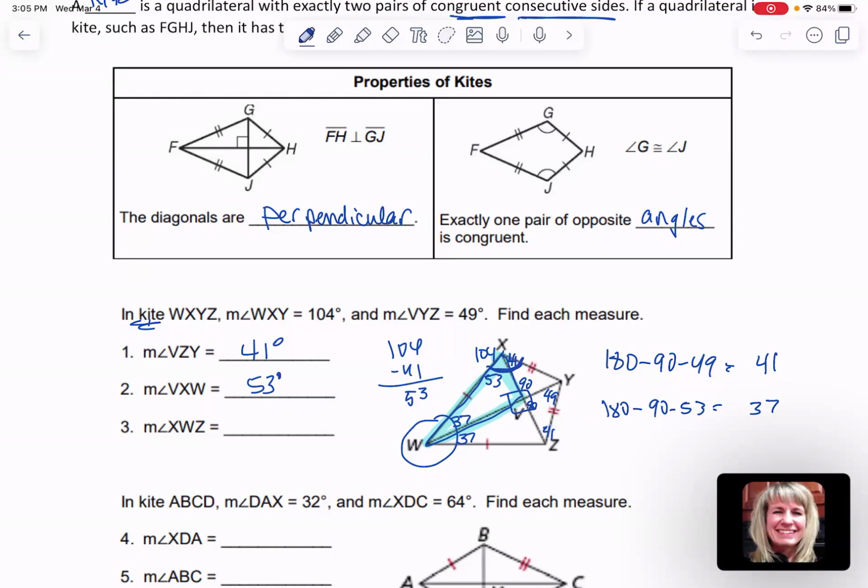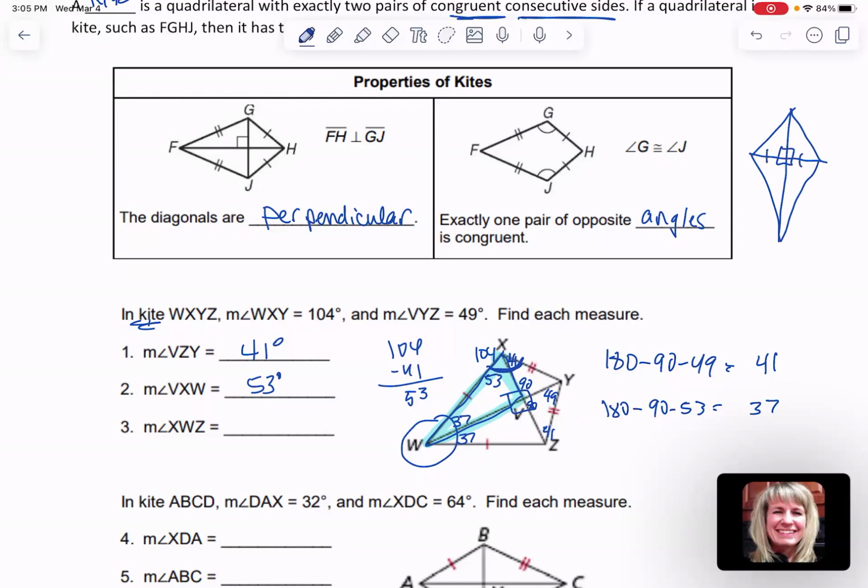And we could use side angle side. That's another property I probably need to make sure I tell you. On a kite, when you draw these diagonals right here, not only are they perpendicular, but one of the diagonals gets bisected.